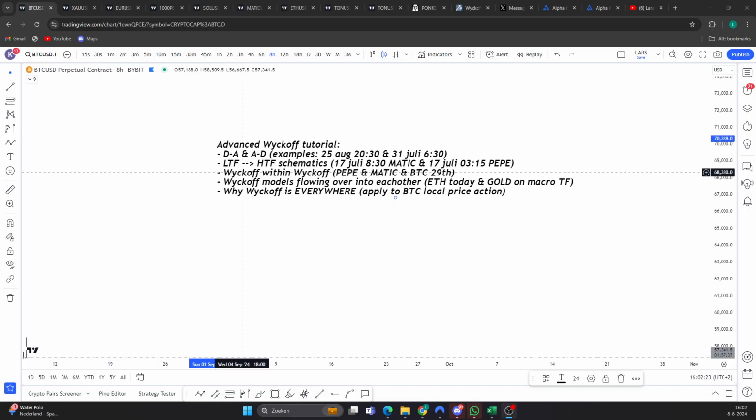Okay? So what we're going to talk about in this advanced Wyckoff tutorial is, first, distributions flowing over into accumulations and vice versa. We're going to talk about low time frame schematics going over into high time frame schematics. We're going to talk about Wyckoff within Wyckoff. We're going to talk about Wyckoff models flowing over into each other and why Wyckoff is absolutely everywhere.